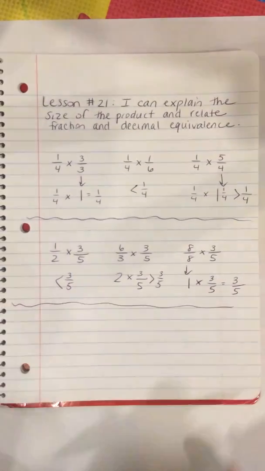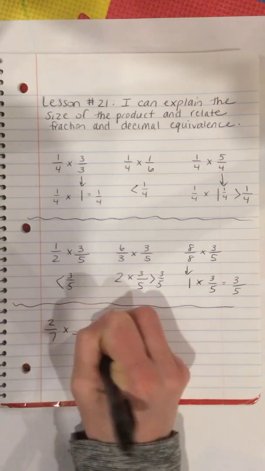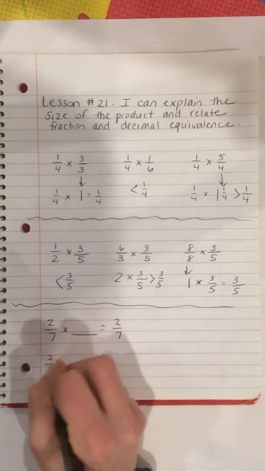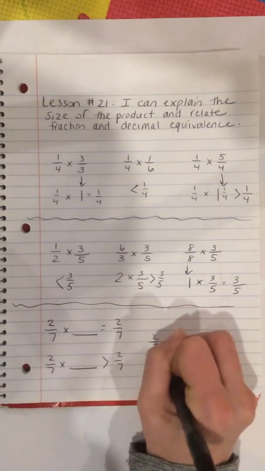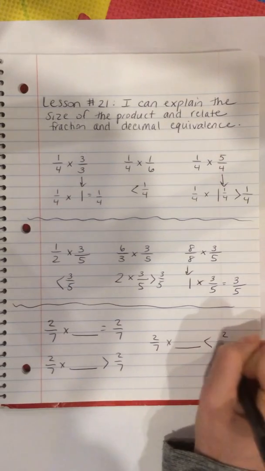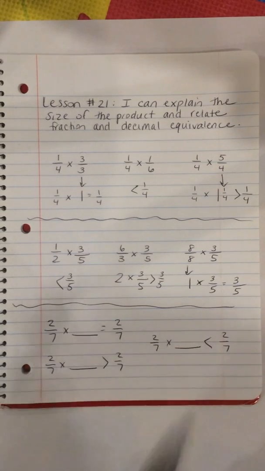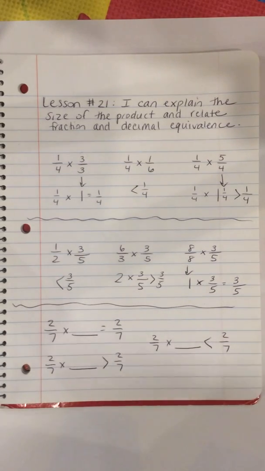Let's do a little fill in the blank here. 2/7 times blank would equal 2/7. 2/7 times blank would be greater than 2/7. 2/7 times blank would be less than 2/7. Pause the video and write those down, and try to plug in a fraction that would make those three correct.